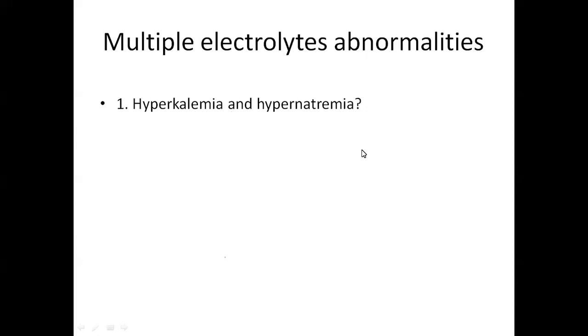So it's based on the multiple abnormalities. Just look for which value is very critical, and if you don't treat that immediately, the child can collapse. That is the first priority here. And the second point is, if you start treating one electrolyte abnormality, whether it can alter the other abnormality.